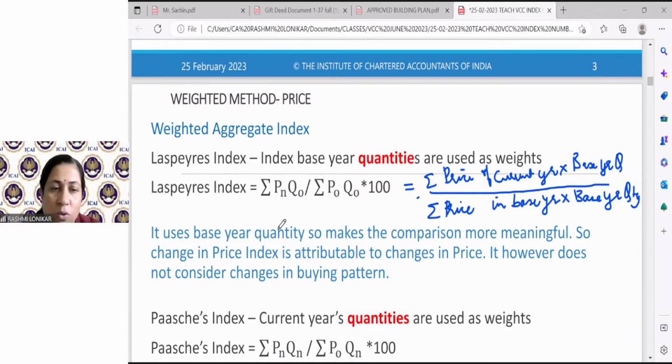Okay, so it uses base year, so makes the comparison more meaningful. So change in price index is attributable to changes in the price. It, however, does not consider changes in the buying pattern. Okay. So this is okay that we come to know about the prices. But what about the buying? Suppose I am a manufacturing company and I want to sell my products. So in that case, I have to also look into the buying pattern of the consumer.